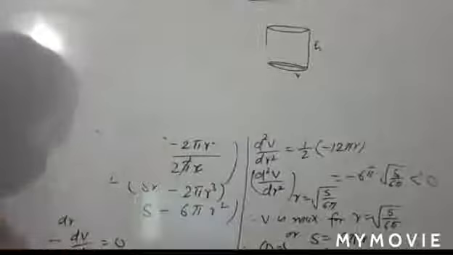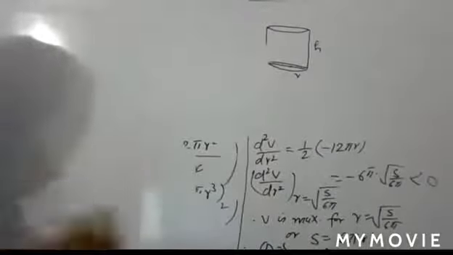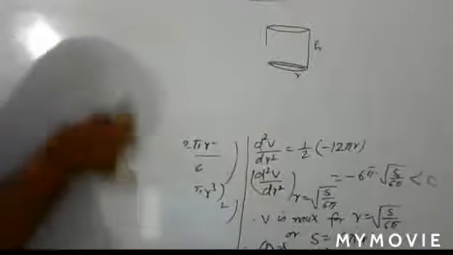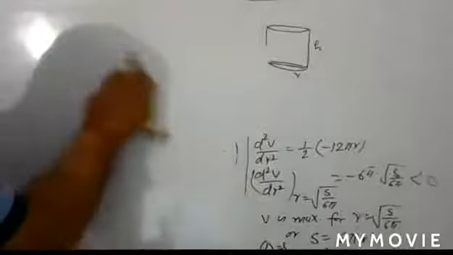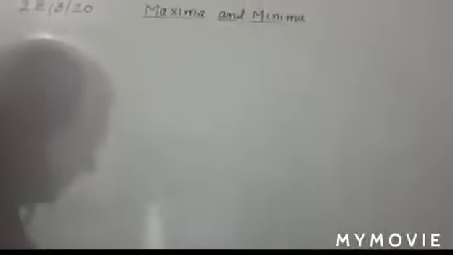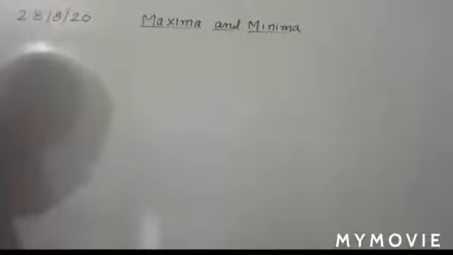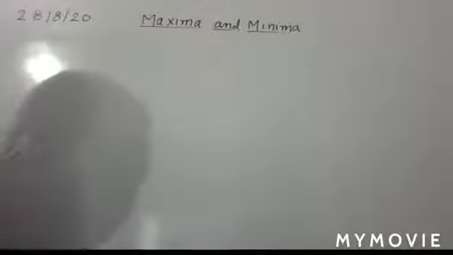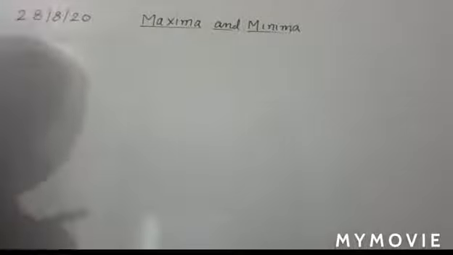Okay, so prove that the semi-vertical angle of a cone of maximum volume and given slant height is tan inverse root 2 or cos inverse 1 upon root 3.